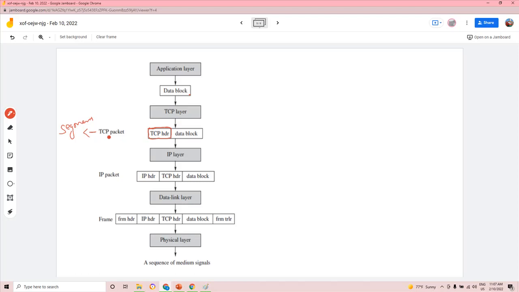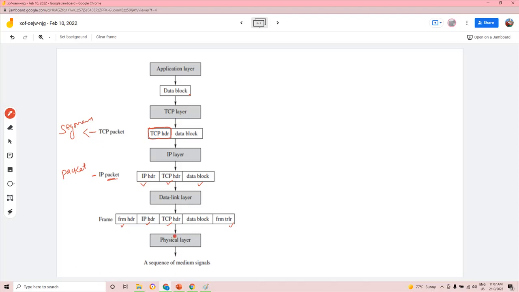When the TCP segment comes to the IP layer, we get an IP packet, or we can simply call it a packet. Now you can see here there is an IP header, there is a TCP header, and there is data. Clear? Now, when this goes to the data link layer, we call it a frame. It has a frame header and frame trailer, then the other things: IP header, TCP header, and the real data.